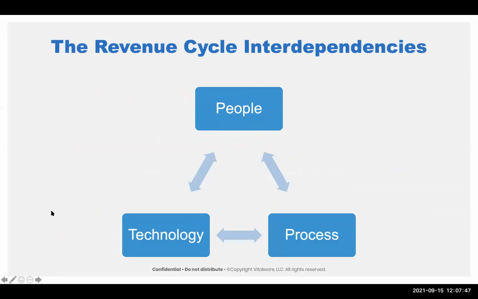So when we look at this, there are interdependencies. If you have a weak link in people, it doesn't really matter what your process or your technology is. If you have a weak link in process and no policies and procedures, then the people are going to behave erratically and the technology is going to just work the way it was designed. So these interdependencies are the new rev cycle.